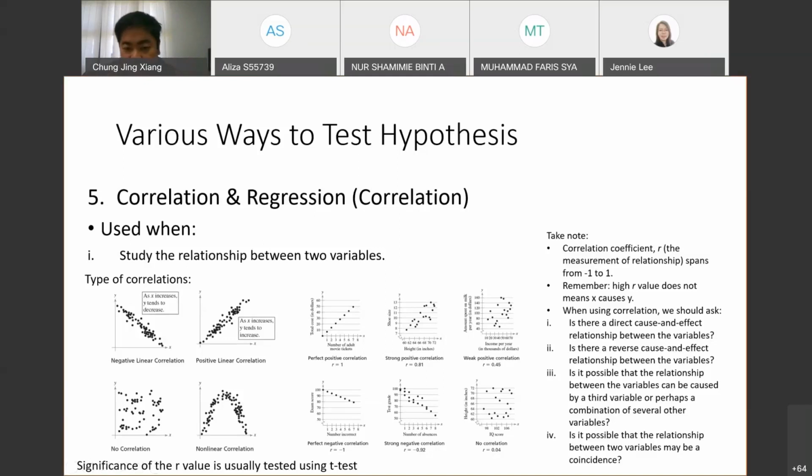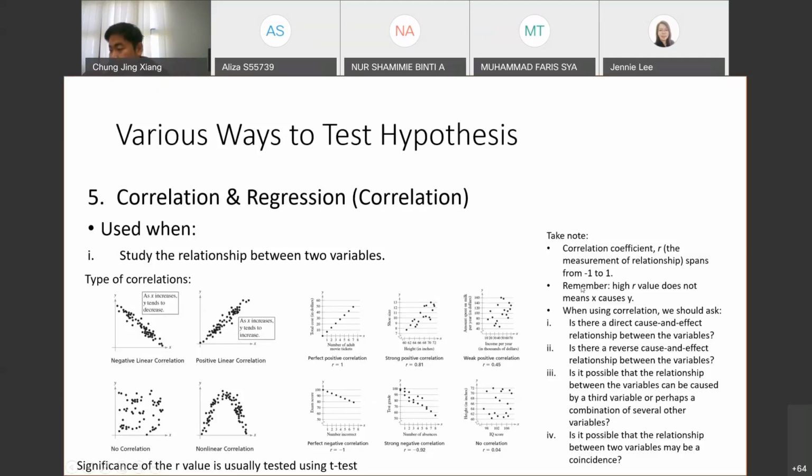So correlation coefficient R, usually we call it R, is the measurement of relationship. It can span from -1 to 1. When you have a negative value, it means negative correlation. When you have a positive value, it means positive correlation. Basically, when you have 1, it means it's just one straight line. Yeah, I have an example here. So when you have correlation 1, it's just one straight line. Negative 1, also one straight line.